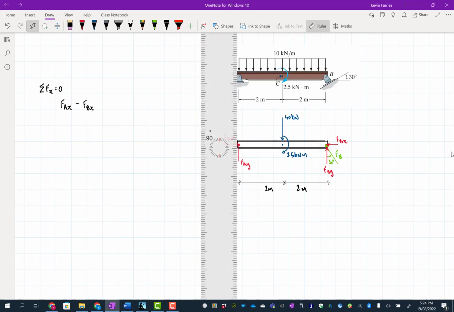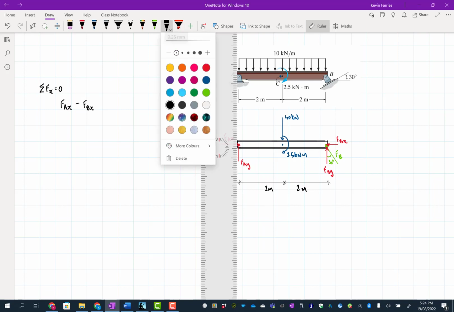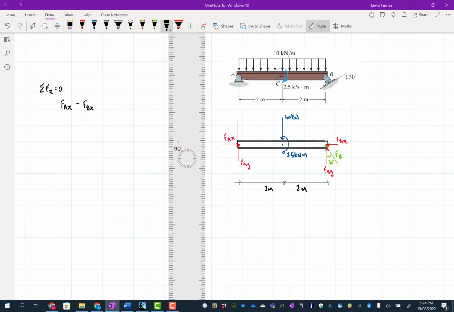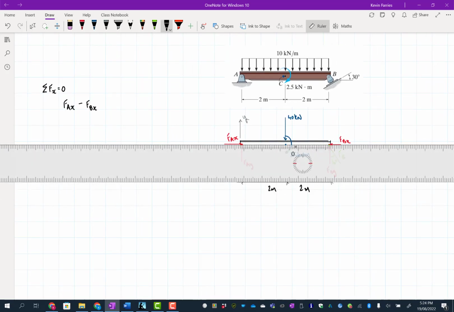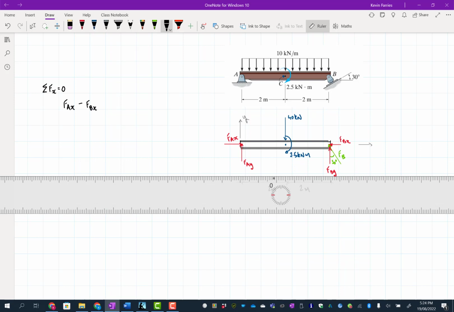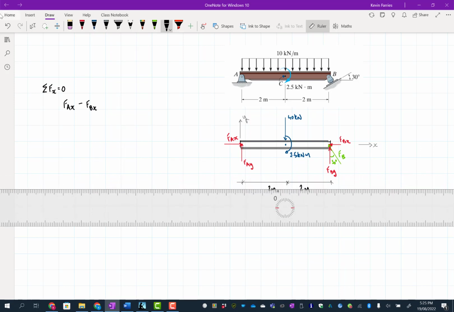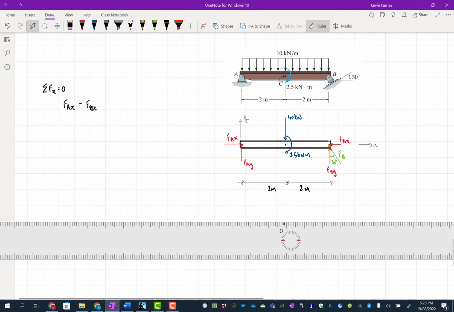So y is always perpendicular to the beam. It's the y direction. X is always parallel to the beam, straight down the center usually. X is this way. And so this one's in the negative direction, and they must add up to 0. Therefore Fax is equal to Fbx. Now we might come back to that later, because we don't know what Fbx is.